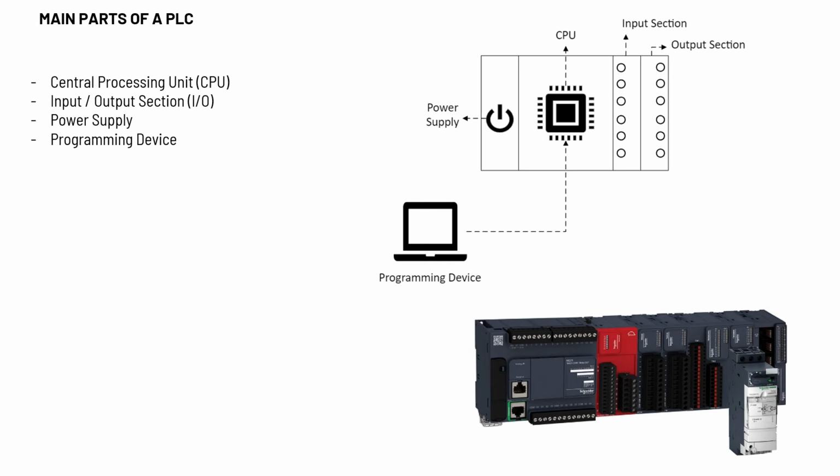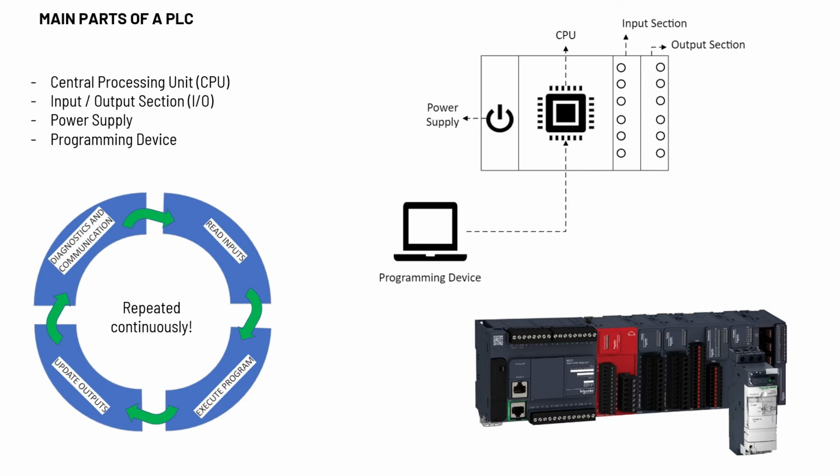Each PLC contains 4 different main parts. They are CPU or Central Processing Unit, Input-Output section, Power Supply, and Programming Device. When connected, a PLC repeats these 4 cycles continuously. First, it reads the inputs connected to the input section. Then, it executes the program stored inside the CPU. After that, it executes all the steps inside the program and it updates all the devices connected to the output section, and after that it performs diagnostics and it communicates with all other modules. This is a whole cycle of work of one PLC.